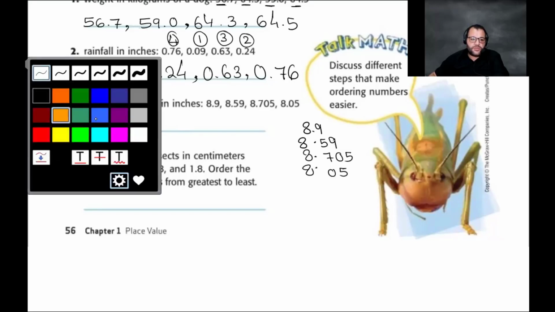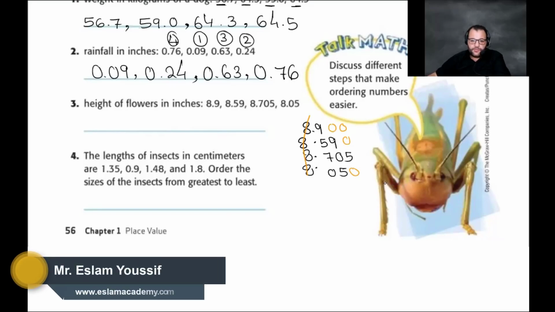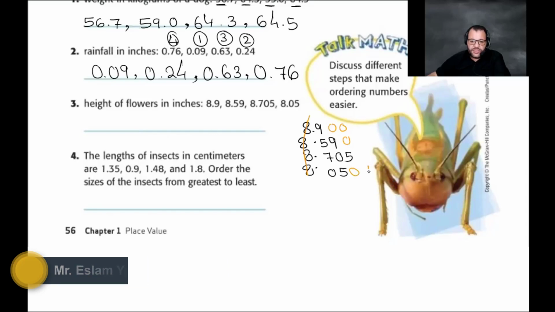How many zeros are missing? For the first one, must put 2 zeros, the second, 1 zero, the third, no zero, the fourth, 1 zero. So if you look before the decimal point, all of them are 8, so all of them are equal. Yes. So now we need to compare. Now 900, 590, 705, and 50. Which one is the smallest one? The smallest one is 050. That is the smallest one, 50.